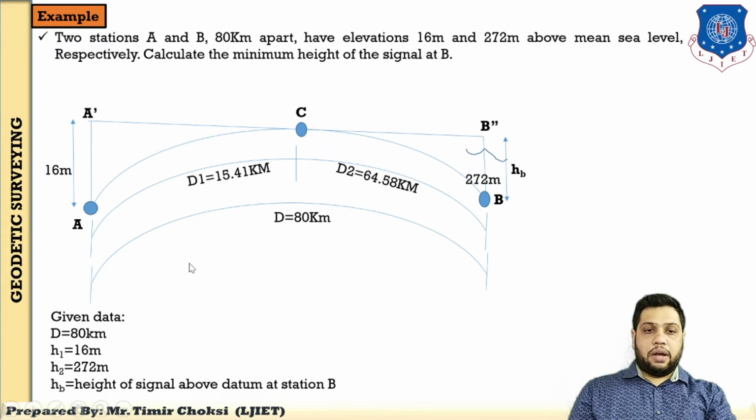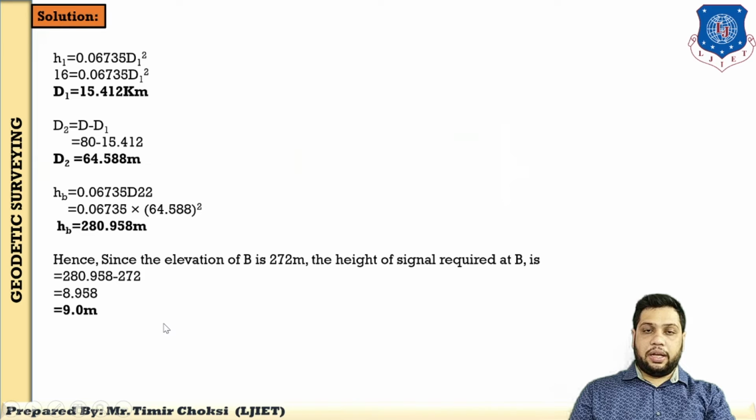So I can repeat these steps. The first step is to draw the figure. Second step, write the data which is given in numerical form. Then you first find D1 from the formula h equals 0.06735 d squared. You know that this is an example based on line of sight over land. So using this equation, find D1 and D2, then find H2 or HB, and last you find the required signal height at station B.